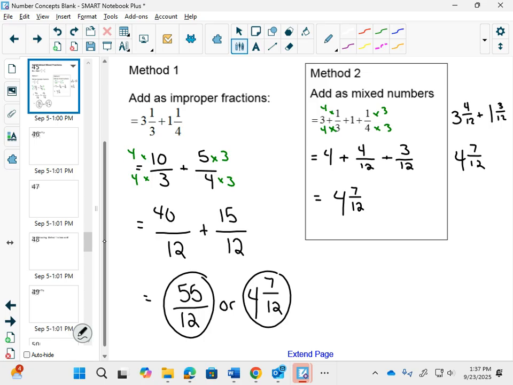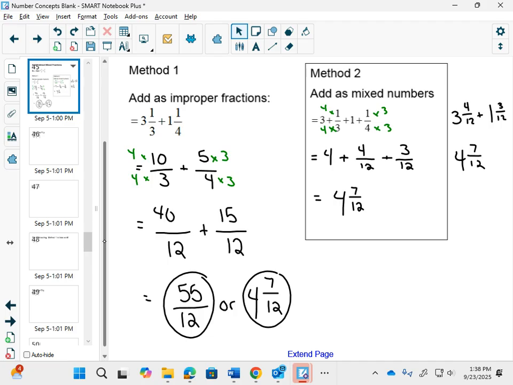Okay. So method 2, I broke up the 3 and a third, because 3 and a third means 3 plus a third. And I broke up the 1 and a quarter as 1 plus a quarter. And then adding 4 things together, you can decide what you want to add up first. So I decided that I'd take the 3 and the 1 and add those together, because that's really easy math, right? 3 plus 1, that's 4.